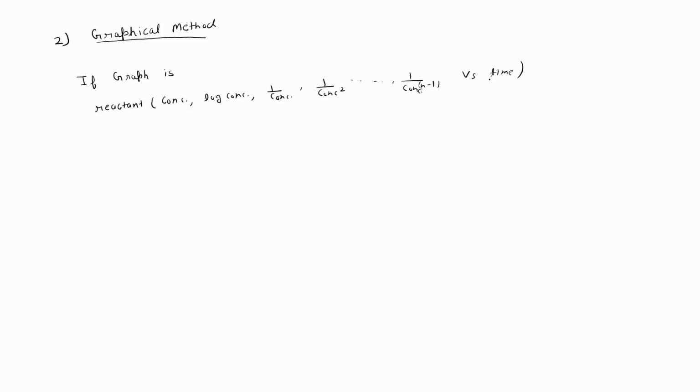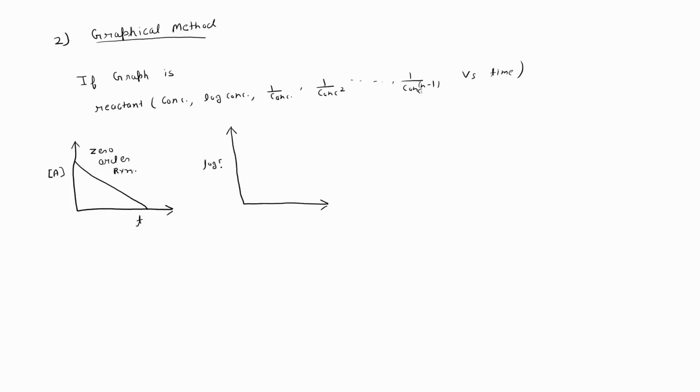So let us consider if the graph is this. That is your concentration of reactant with respect to time, and it is a straight line with a negative slope. Then what is the order of the reaction of this graph? It is simple, that is zero order reaction.